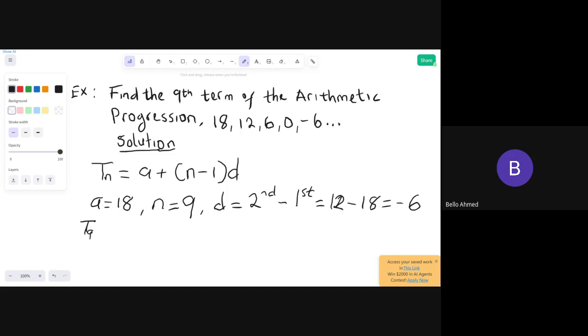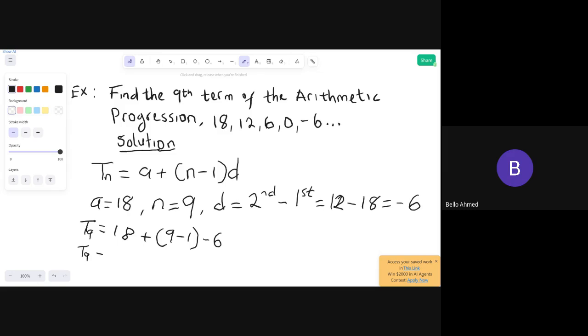So the T9 is going to be equal to, well, what is our first term? Our first term is actually 18. I'm going to put the 18 here, plus open brackets. What about our N? Our N is actually 9, so minus 1. Then I'm going to put the common difference, which is the negative 6 here. So I'm going to have this.